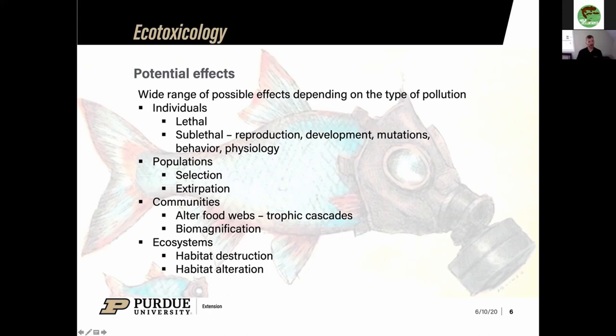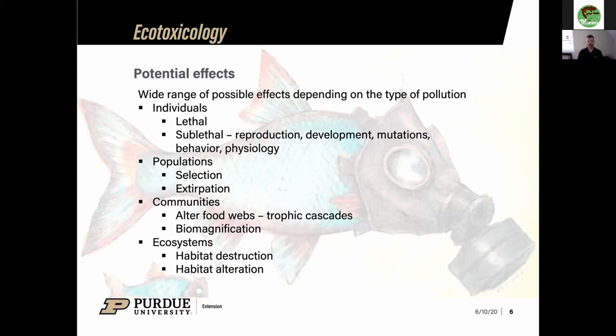But scaling up from there, this could also influence the population level. So a contaminant could lead to selection on a population, maybe selecting for individuals more tolerant to that contaminant. If there's an excessive amount of that contaminant, it can actually extirpate an entire population, depending on, again, what that contaminant is and what type of habitat it gets into.